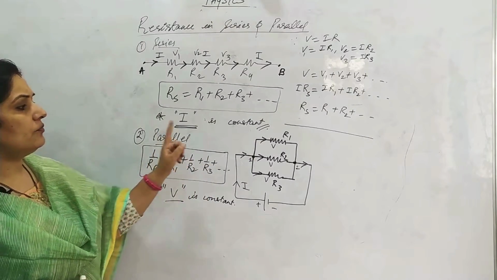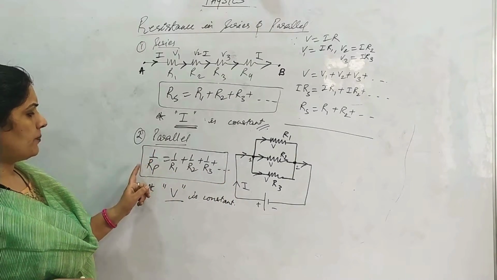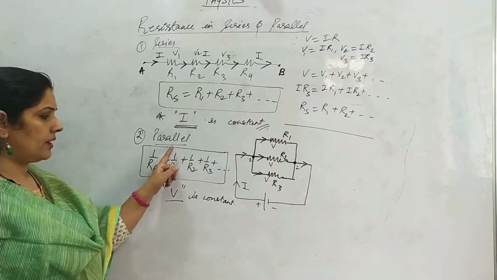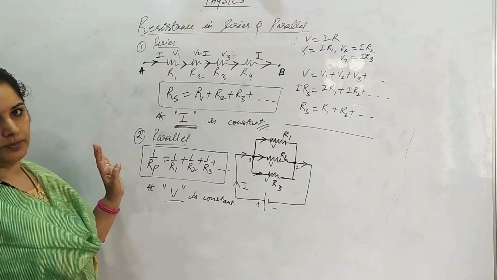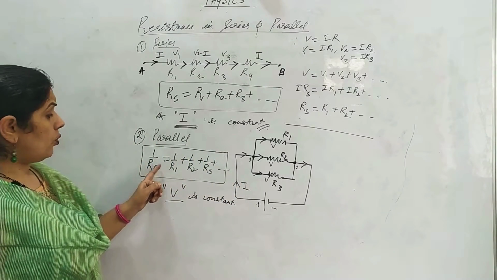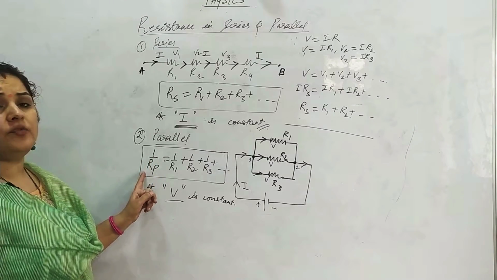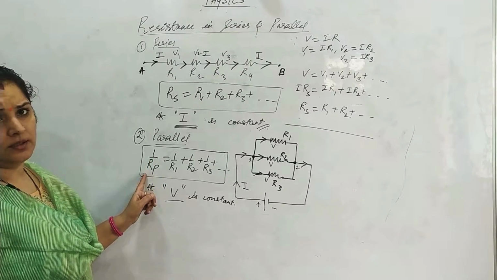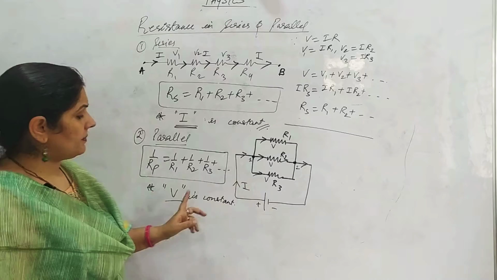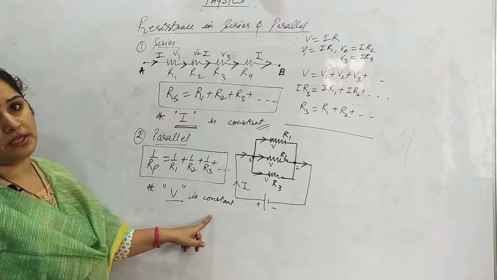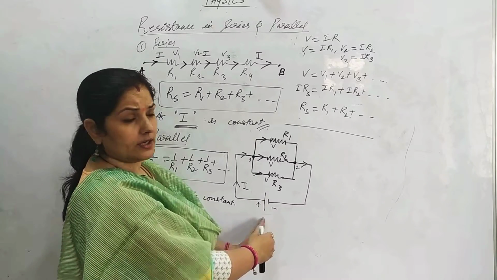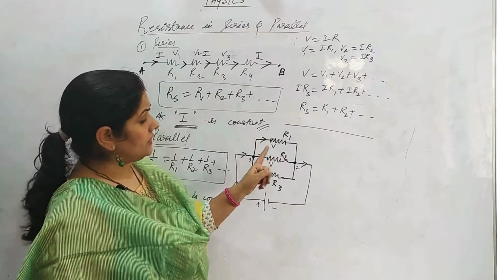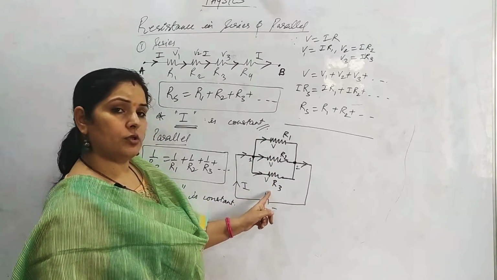So for parallel, we use the formula 1 upon total resistance in parallel is 1 by R1 plus 1 by R2 plus 1 by R3 and so on. Right? So what is this? This is the equivalent resistance in parallel. What point do we have to remember? We have to remember that potential remains constant between these 2 points. If you have connected a 10 volt battery here, so potential for R1 is 10 volts, R2 is 10 volts and R3 is also 10 volts.